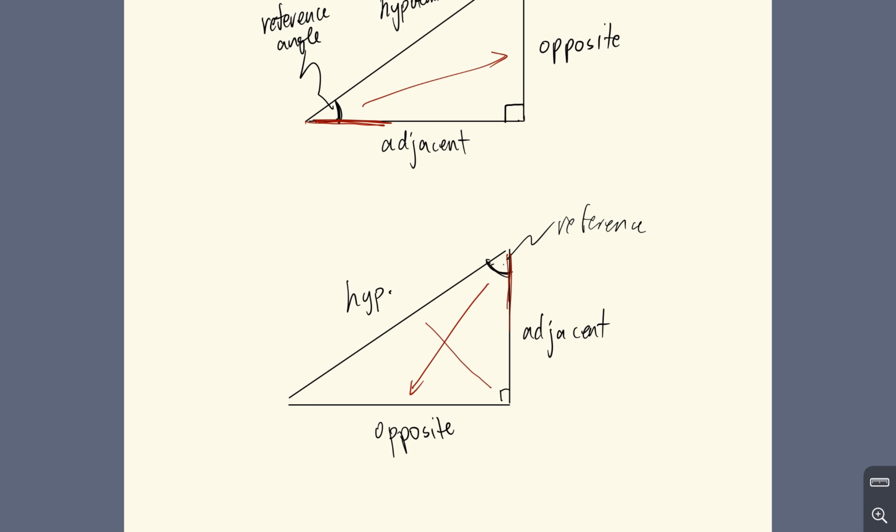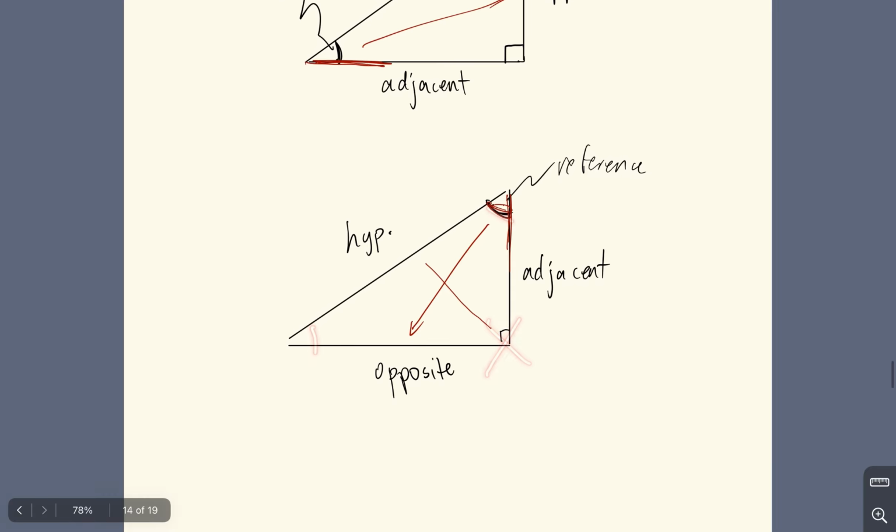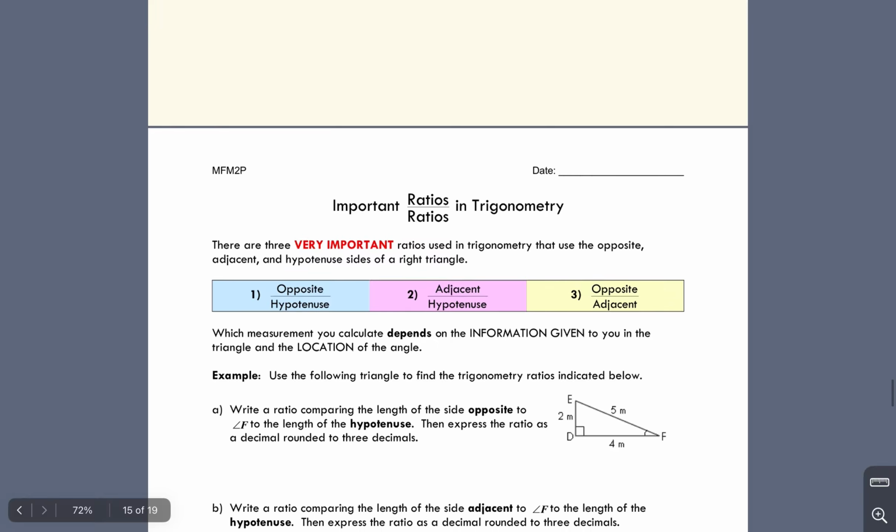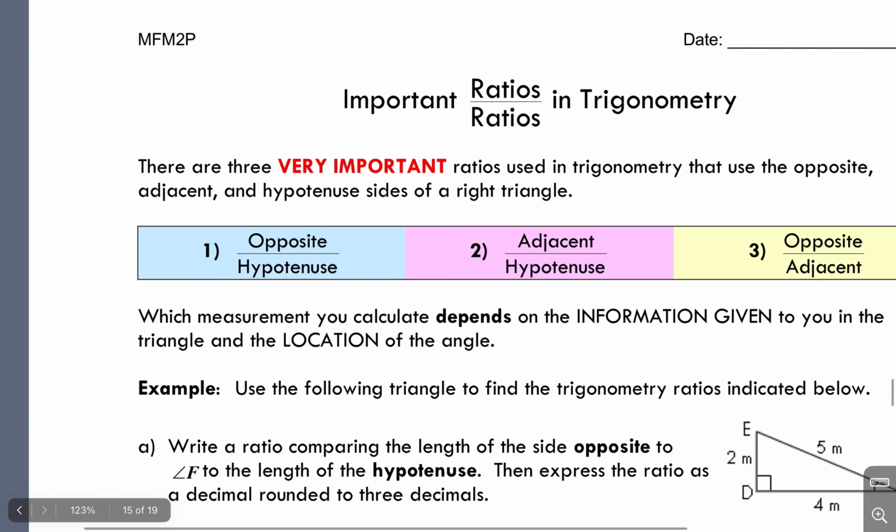So the opposite and adjacent flip depending on where your reference angle is located. The reference angle will always be either the angle that you see up here or down here. It's never the 90-degree angle. The reference angle is always one of the other two. That gives rise to three ratios that are very important in what we are studying here, called trigonometry. The ratios help us solve right angle triangles with angles contained within them.